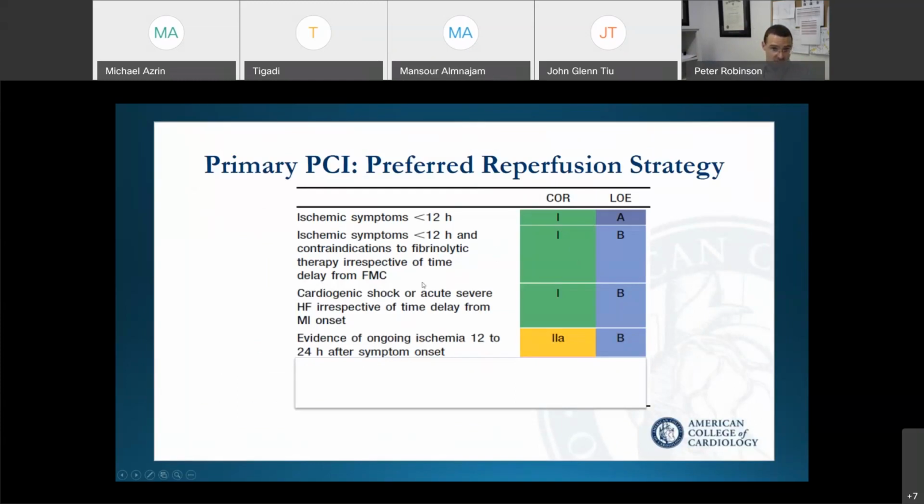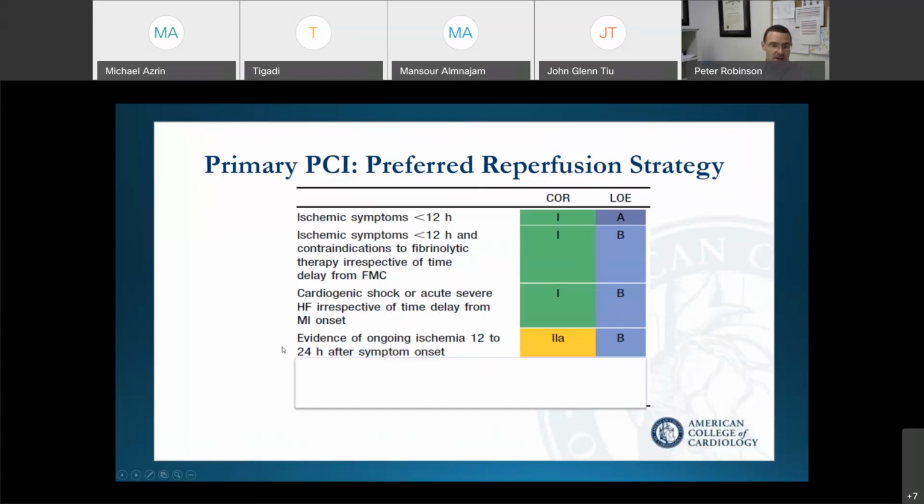Same thing as if they're in cardiogenic shock or acute severe heart failure. Irrespective of the time delay from the MI onset, you should transfer them for primary PCI. And this may not be necessarily to get the artery open at this point, but to deal with the hemodynamic effects of what's going on and to diagnose them.